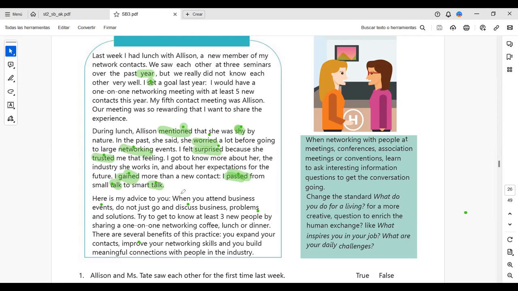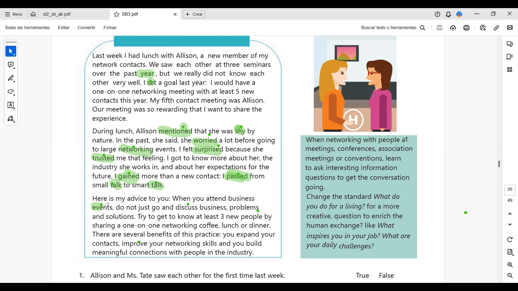Talk. En talk, tenemos una silent letter. ¿Cuál es la silent letter in talk? Letter L. We do not pronounce letter L. That is the silent letter. We say talk. Talk. Without the L.